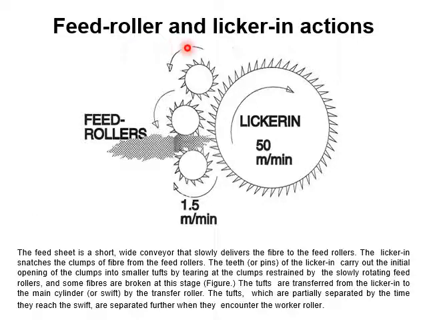Now feed roller and licker-in actions. This is a diagram of the feed roller. This is the feed roller stripper. This is the licker-in. So the feed sheet is a conveyor. Basically it is a short wide conveyor that slowly delivers the fiber into the feed rollers. The licker-in snatches the clumps of fiber from the feed rollers.